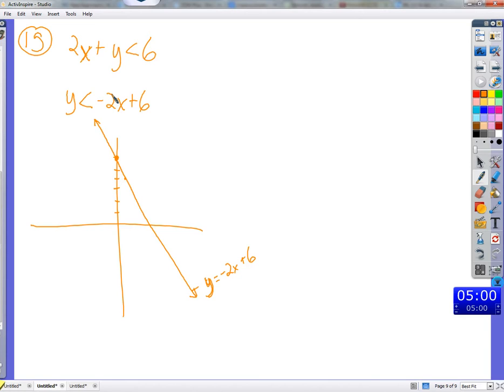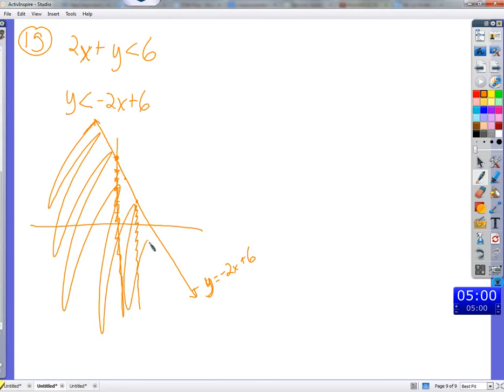Okay, so we're going to need to deal with that. But if y is less than this side, that's okay. So where would we find values of y that are less than the values on the line? Anywhere below, right? For this point, any point below it will have a y that's less than that y. All those down there. And for this point right here, any point below it will have a y that's less, and so on for every point on the line.